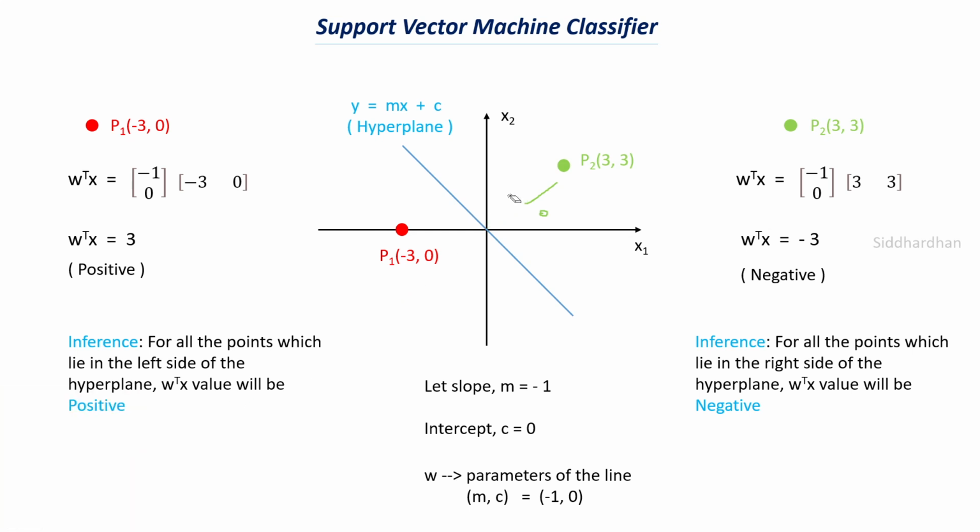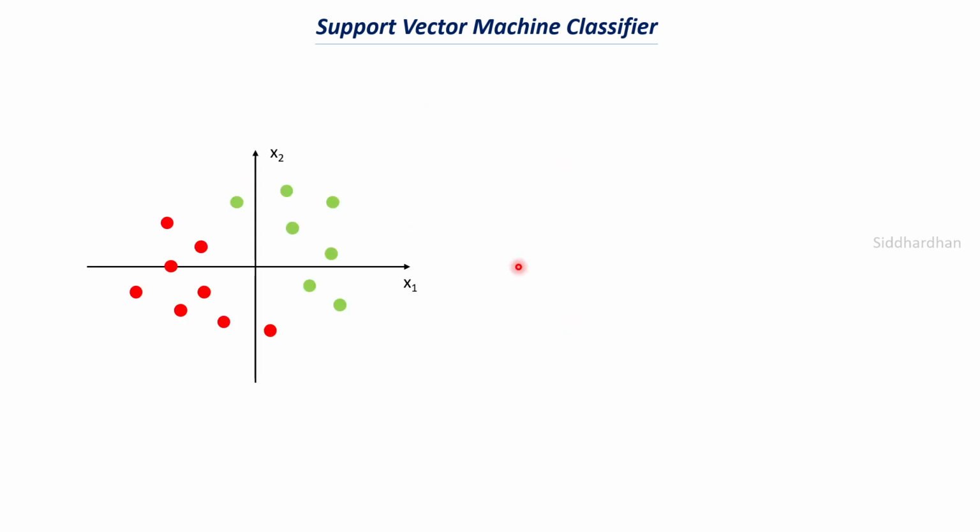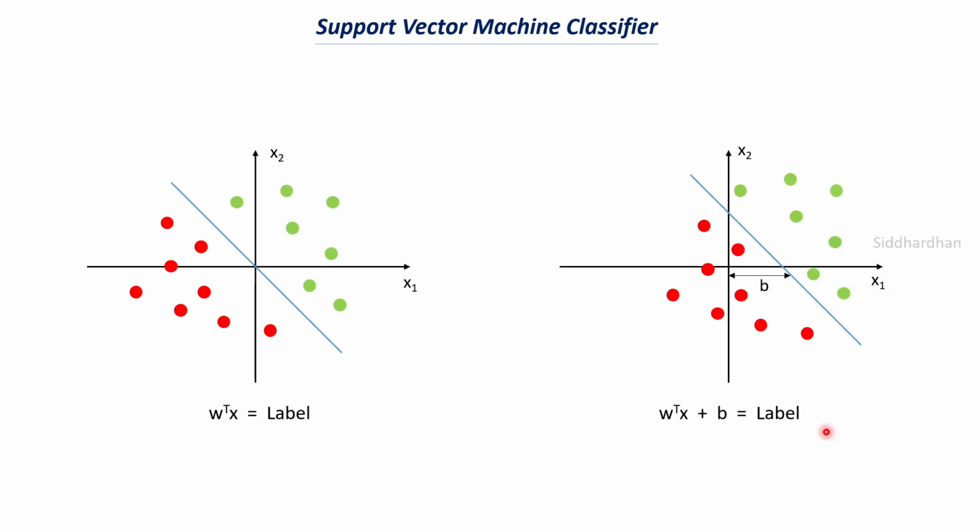So one thing you need to understand is, if it is in this direction, then in that case, for all the data points on the left side, the value of w transpose x will be positive, and for all the data points which lie on the right side, the w transpose x value will be negative. If the hyperplane is in the opposite direction, then it will be the opposite case. Okay, so that's what you need to remember. And in most of the cases, the hyperplane may not pass through the origin, and in that case, the label will be w transpose x plus b. So this is another thing you need to understand.